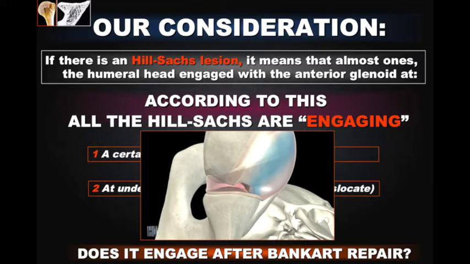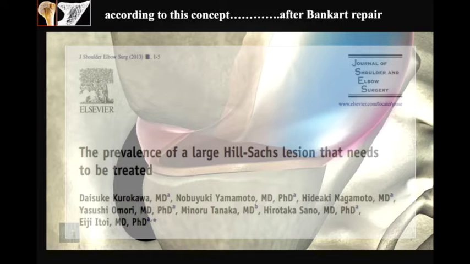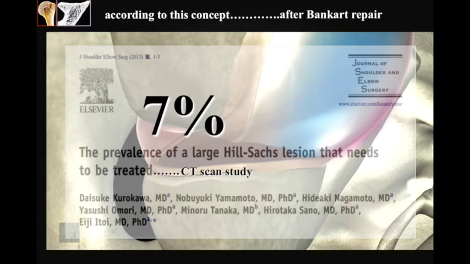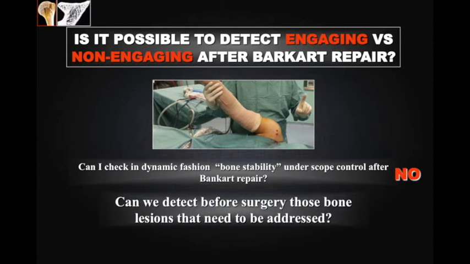The important question is, does it engage after Bankart repair? An interesting study by Kurokawa reports that after a Bankart lesion has been repaired, only 7% are allegedly Hill-Sachs non-engaging lesions. How can an engaging lesion be distinguished from a non-engaging lesion after a Bankart repair? It is impossible to assay the stability after the Bankart repair on the operating table because this would put the repair just completed in great jeopardy. At the same time, it would not reproduce a realistic situation because the neuromuscular and proprioceptive control apparatus would be absent and the shoulder relaxed by the aqueous solution.